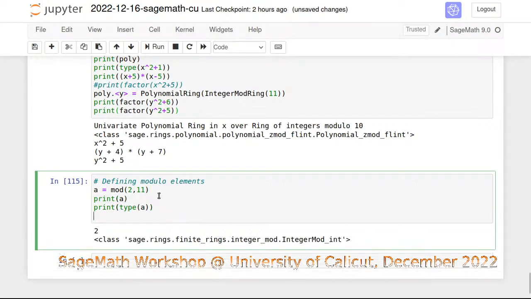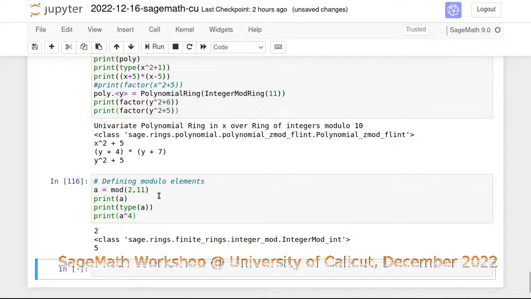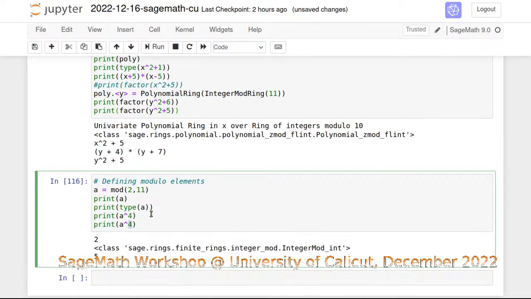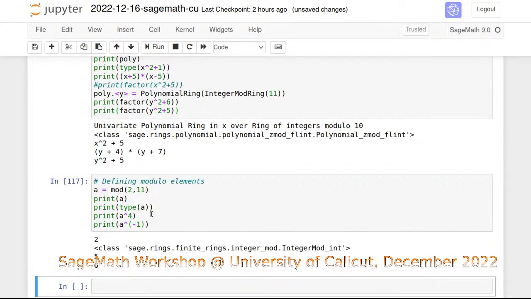A square, we can say A to the power 2, to the power 4. We know that it's 16, therefore it has to be 5. So inverse we can find, minus 1, that's 6, because 6 into 2 is 12, that's 1 modulo 11.